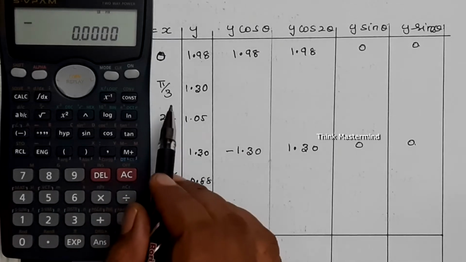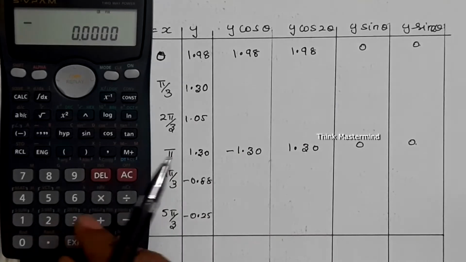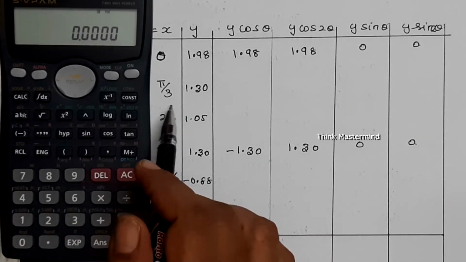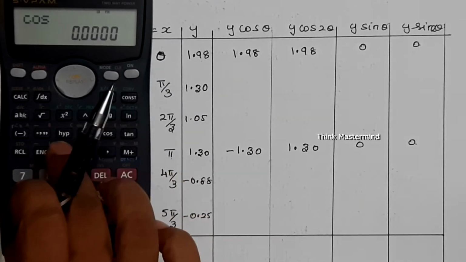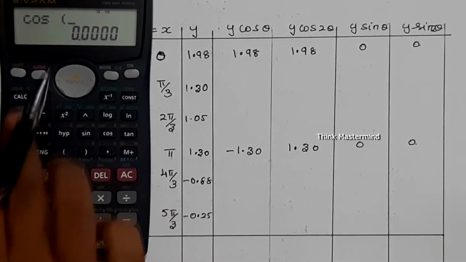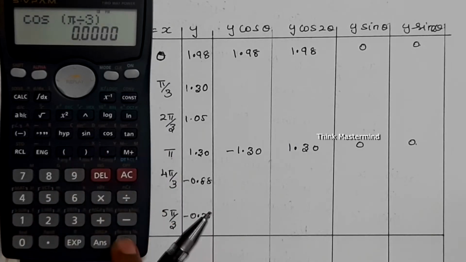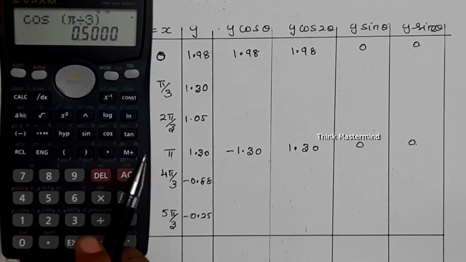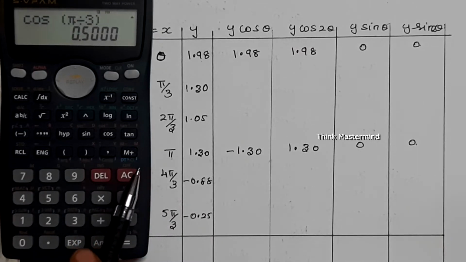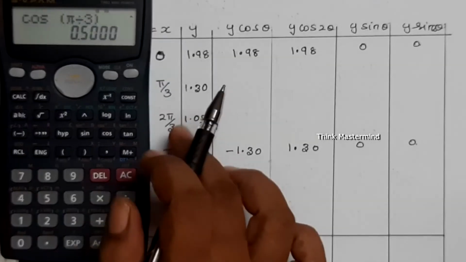Now I am going to find cos pi by 3 into y, so y into cos pi by 3. First you find what is the cos pi by 3 value, that is cos of shift pi divided by 3, close the bracket, and just press equal to. It is 0.5. We know very well cos pi by 3 is cos 60, which is 1 by 2. Suppose you don't know, use the calculator. That is 0.5 into y.